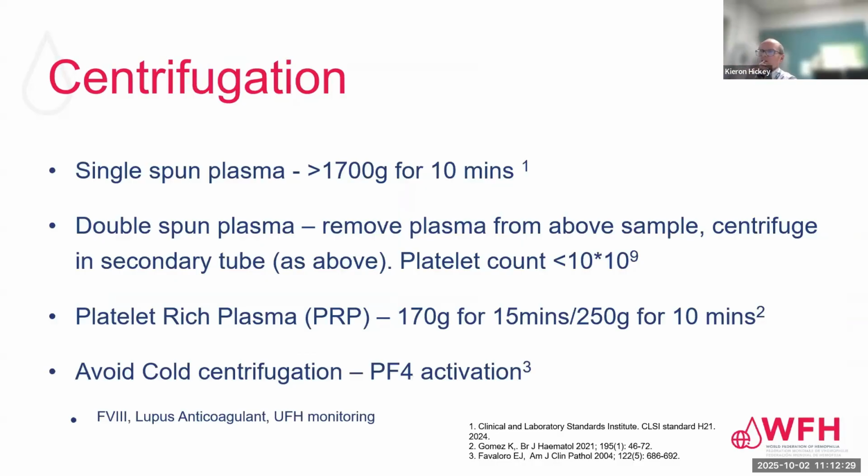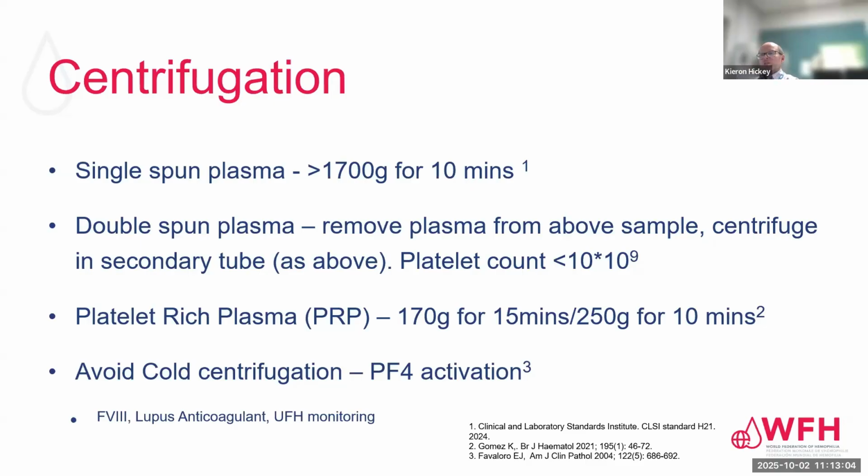When you come to processing samples, for single spin samples, for routine coagulation investigations, for factor assays, a speed of greater than 1700 G for 10 minutes is acceptable. There are some investigations, like DRVVTs for lupus anticoagulant detection, where you need to remove more of the platelets from the sample for reduced platelet count. Here you double spin the sample. You'd remove the plasma from the sample indicated above from the primary vacutainer tube.